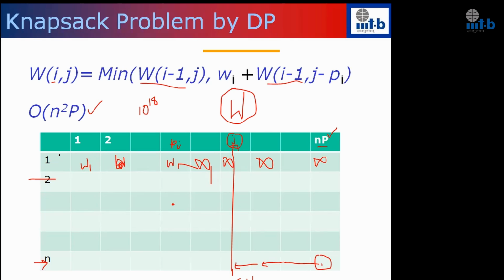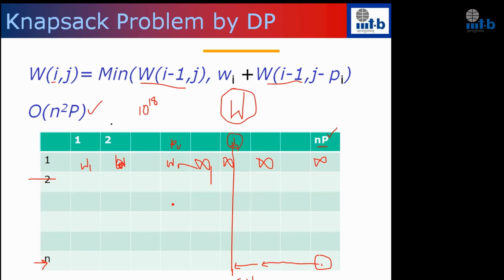Okay, but the complexity of the algorithm will depend not on the size of the input, but on P, which is a very huge number, like 10 to the power 18. So in practice, this algorithm cannot be used because we don't have so much space, and even the time, n square into 10 to the power 18, will take several years to give the answer. So this kind of algorithm is called pseudo polynomial.